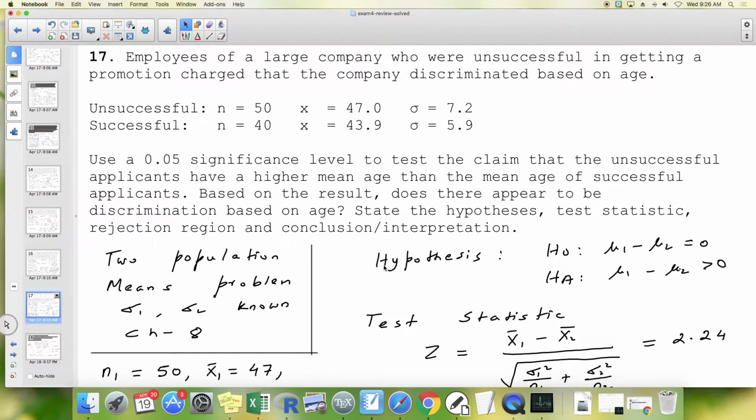Problem 17. Alright, so this is an interesting problem. So a company hired some people and charges were drawn up against them that they are discriminating people based on age. That means they are hiring young people. That usually means they are hiring more and more young people, and you cannot do that. That's the claim.